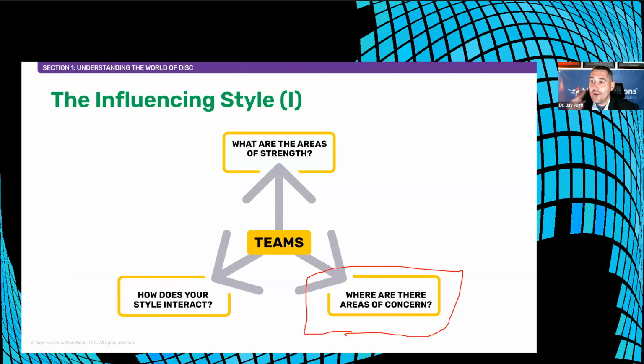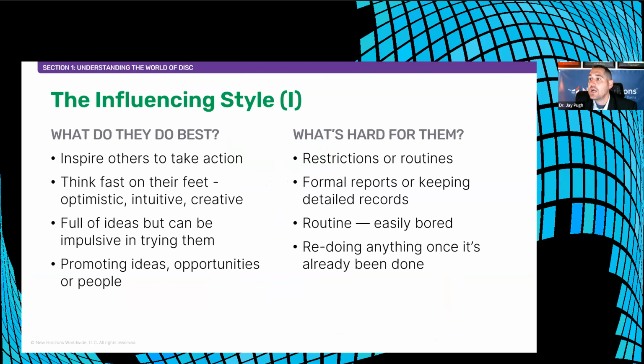I will say the one area of concern about an I more than anything else is their lack of organization. Because they do want to make everybody happy, because they do want to rah-rah, because they do want people to be there, their organization sometimes creates restriction. So they are inspirers. They think fast on their feet. They are the most creative of the bunch. I will honestly say that. They are full of ideas. They are great with promoting opportunities and people. They really do look out for people.